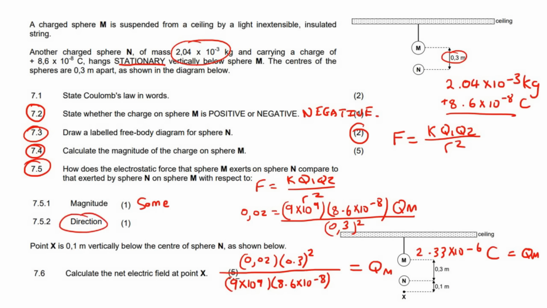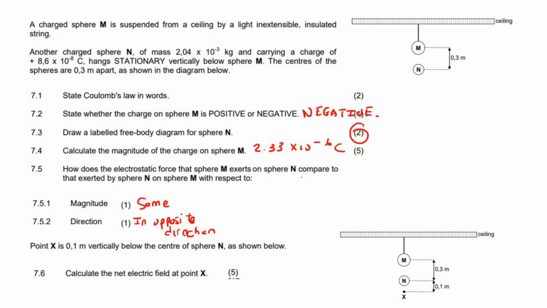Now the direction. Let's see, the electrostatic force that sphere M exerts on N, we can just say is in the opposite direction. What do I mean by that? Well, this one exerts a force down on M, and this one exerts a force up on N. Alright, so the last part says here, point X is 0.1 meters vertically below the center of N, as we can see over here.